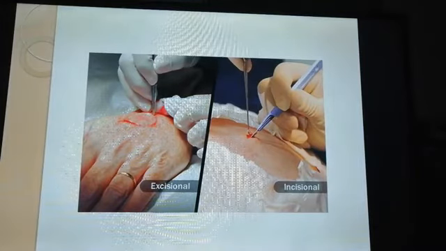This is the difference between incisional and excisional, where in incisional a portion of the lesion is sampled, while in excisional the entire lesion is removed.